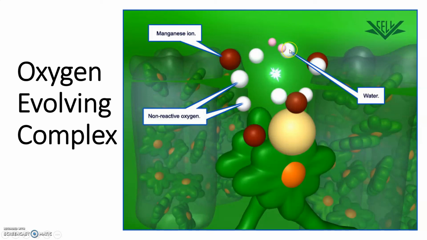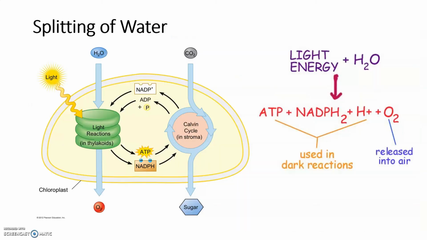This is the water molecule in which oxygen is attached to the two protons. One proton is on this side, and the one proton is present on the other side. You can see here the photolysis of water taking place. The protons are released into the lumen, and the electron is released, which is being transferred to the reaction center of photosystem 2. Here we have the ATP and NADPH2 that are used in the dark reactions, and of course the protons used in the formation of the ATP and oxygen that is released into the air.